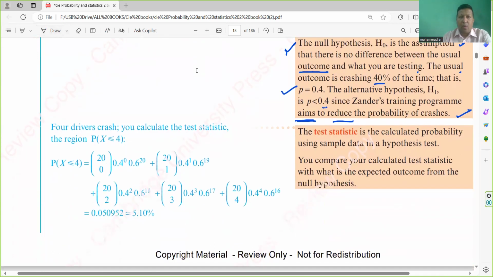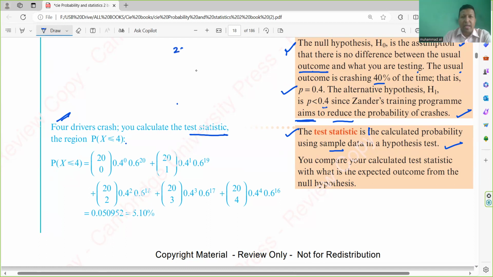Okay. Now, for the driver crashes, we calculate the test statistic. What is the test statistic? The test statistic is the calculated probability using sample data. Our sample data is n equals 20 and p equals 0.4 in a hypothesis test. So we want the probability of X less than or equal to 4, because 4 drivers crash and we want to reduce crashes.